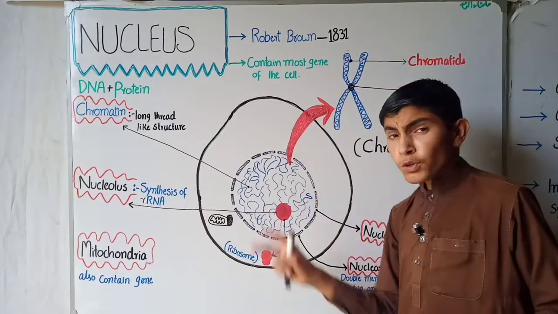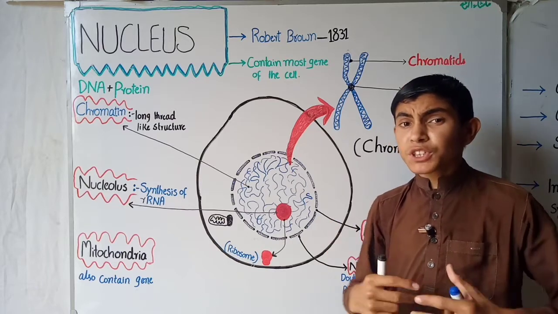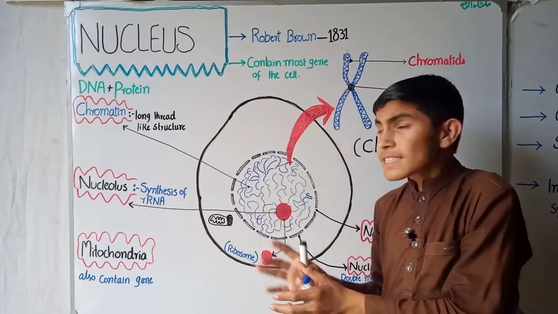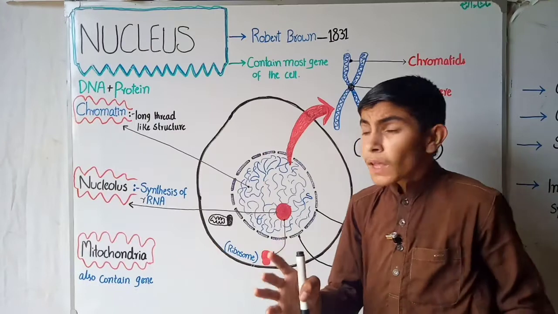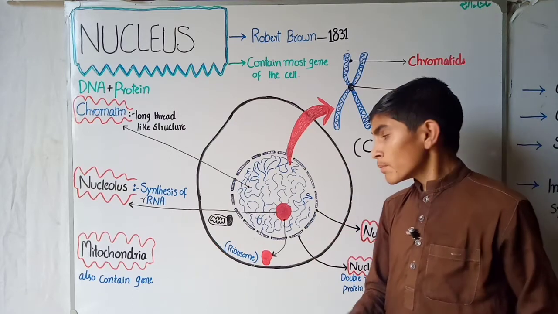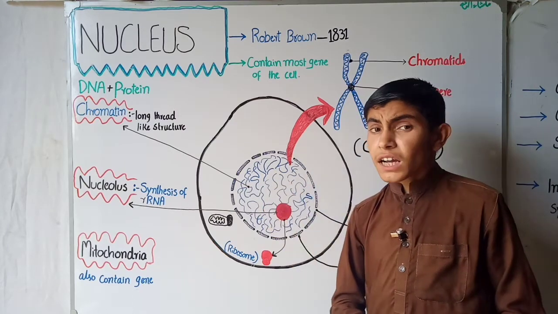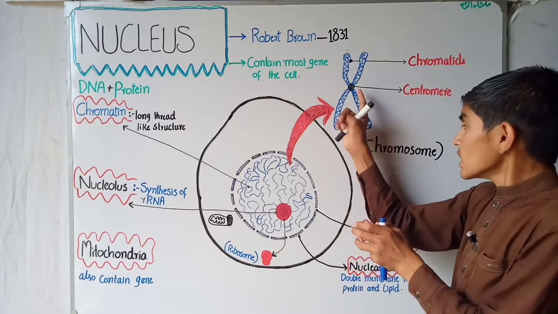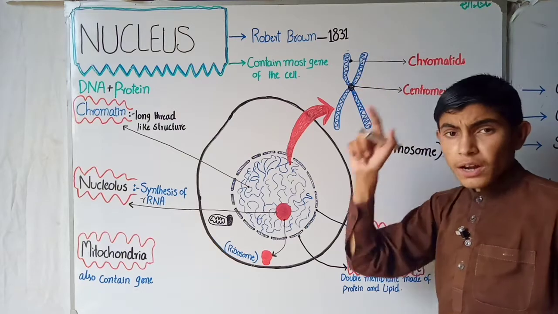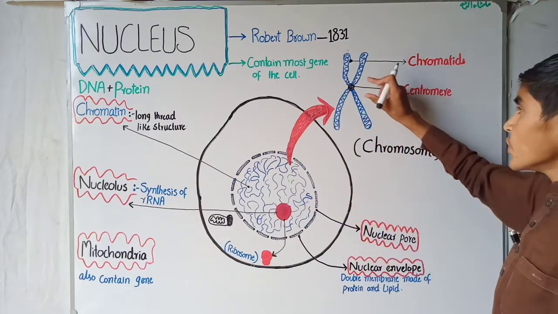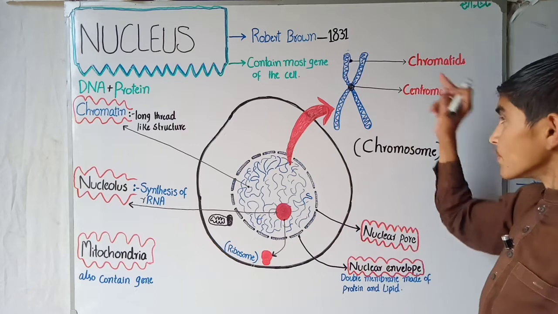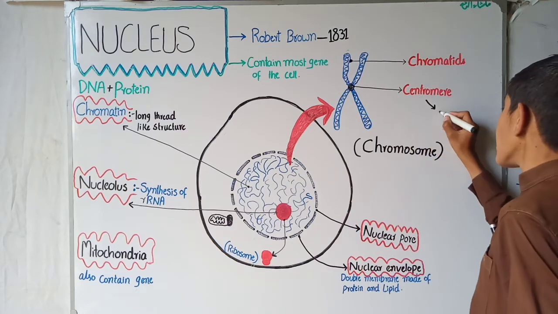Before cell division, all the genetic material in the form of DNA is uncoiled in the nucleus, and it is called DNA plus protein. But when the cell is going to undergo division, at that time these uncoiled thread-like structures are converted into a coiled form, which is then known as the chromosome. And a chromosome consists of chromatids. Each arm is called a chromatid, and this is the center point where the chromatids are attached, and it is called the centromere, and it is made of kinetochore protein.